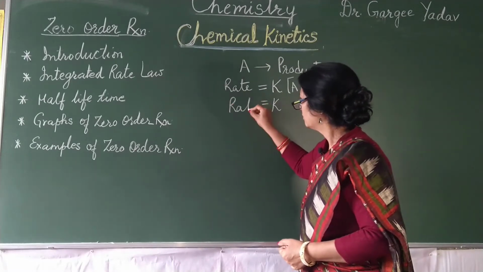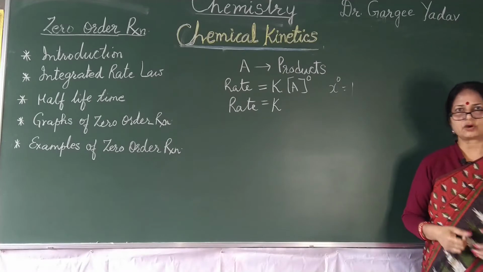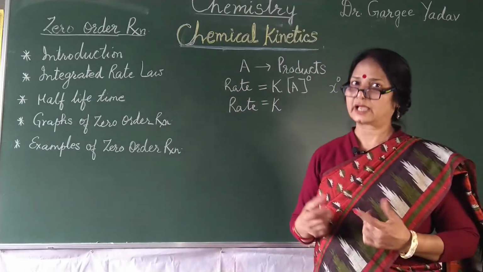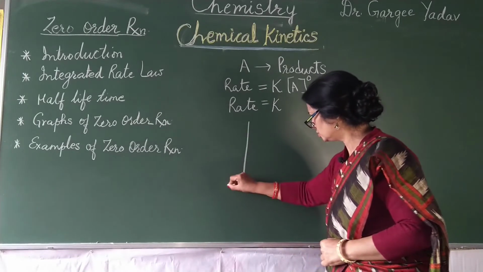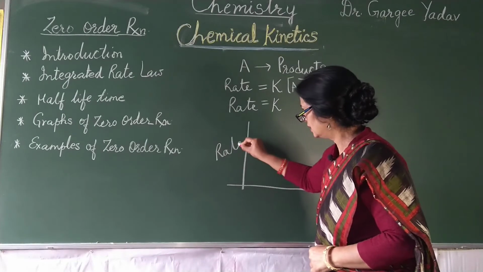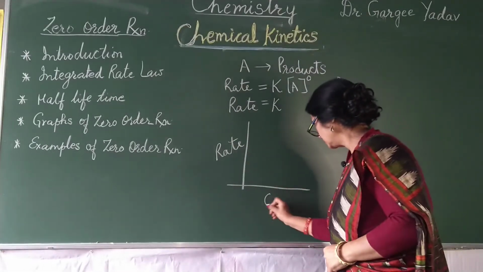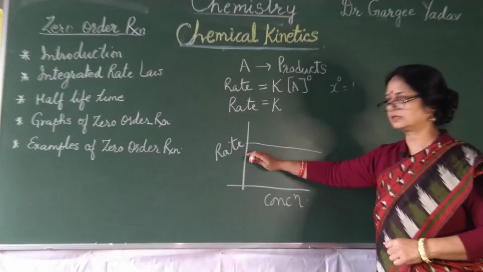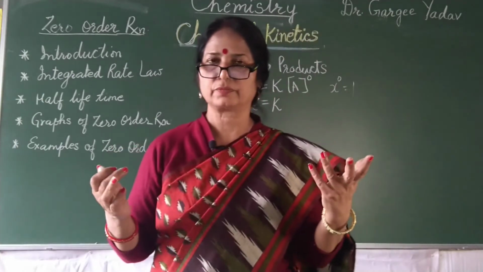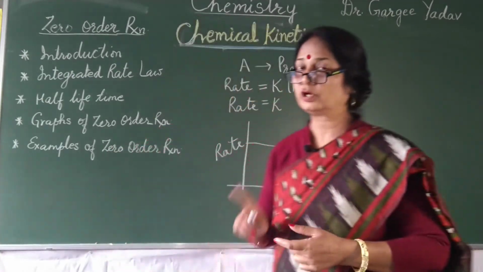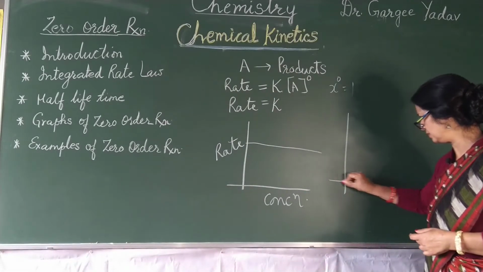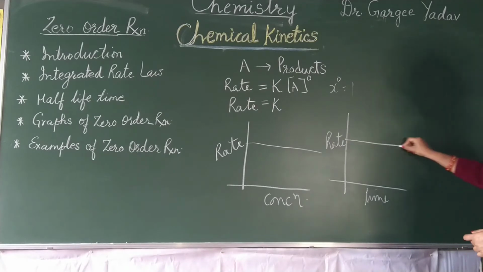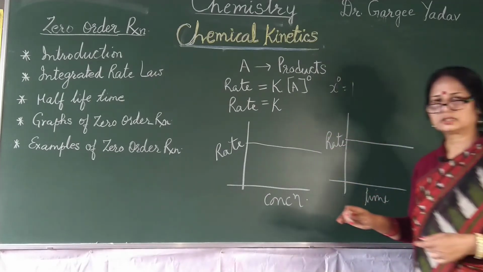This means that the rate for a zero order reaction is equal to the specific rate constant, and it does not depend on the concentration. Moreover, the rate of reaction does not depend on time either. So if we plot a graph of rate against concentration for a zero order reaction, the rate remains constant with concentration, so we get a single straight line. The concentration will change with time, but the rate will not change with concentration. Another graph is rate against time: the rate remains constant with time. These are two peculiar things about the zero order reaction.